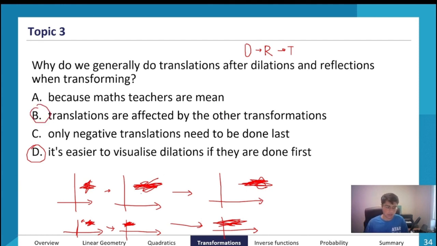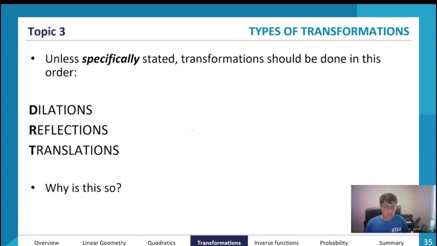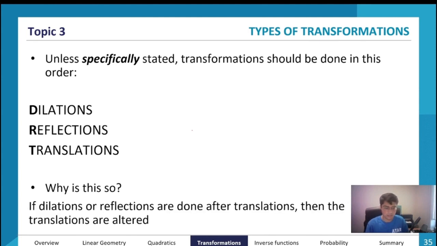And you can see that because if we do a dilation and then a translation, the dilation doesn't get affected by that translation. But if we do the translation first, and then the dilation, we end up with a completely different graph. So that's the order there: dilations, reflections, translations. And there's the reason for why it is. We already went over that.